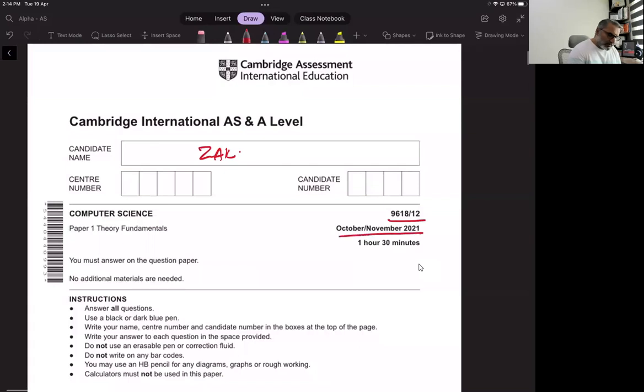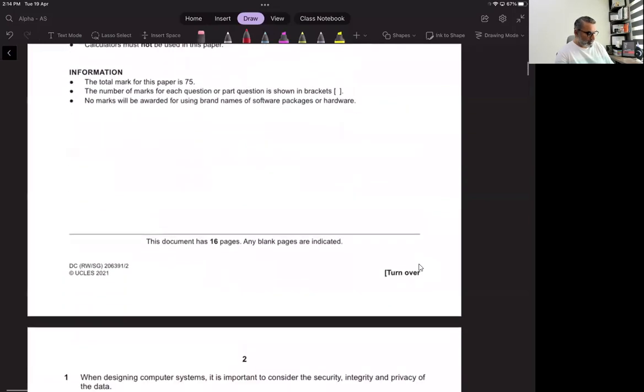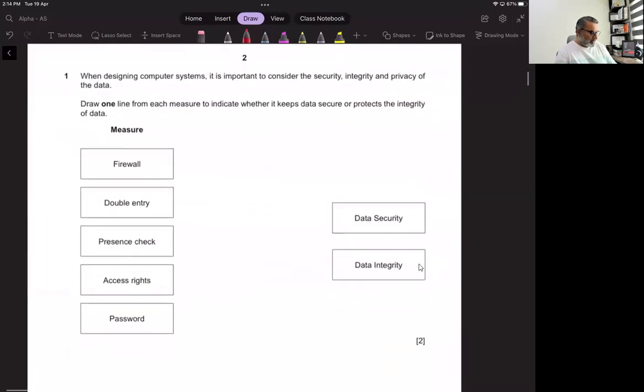961812 October, November 21. When designing a computer system, it is important to consider the security, integrity, and privacy of the data. Draw one line from each measure to indicate whether it keeps data secure or protects the integrity of the data.